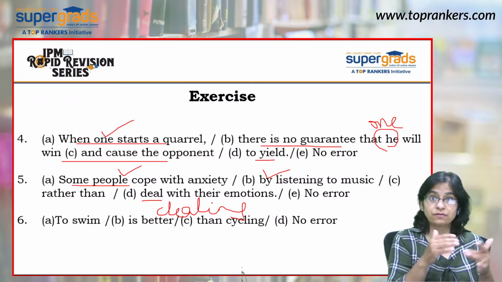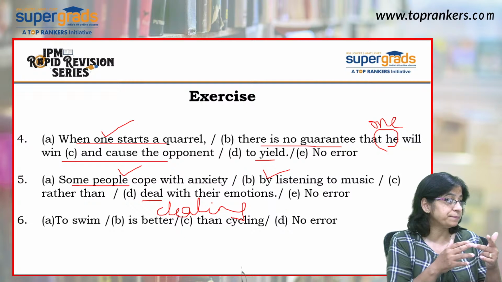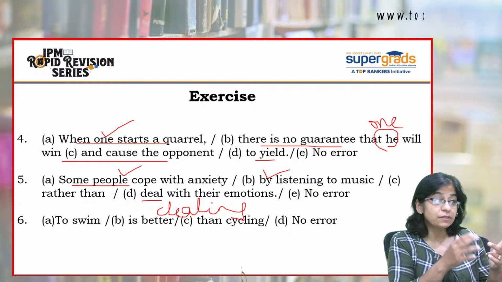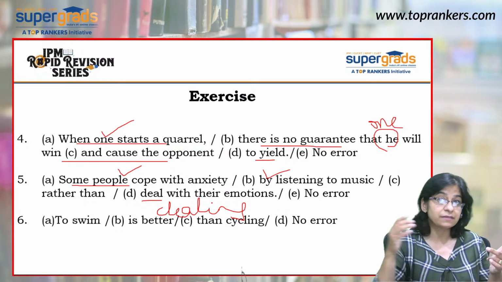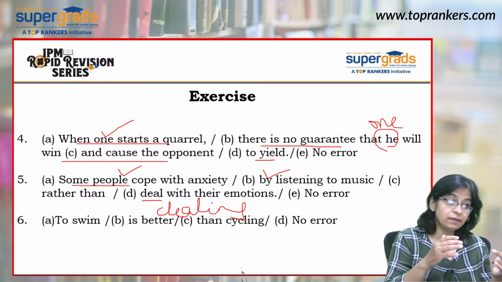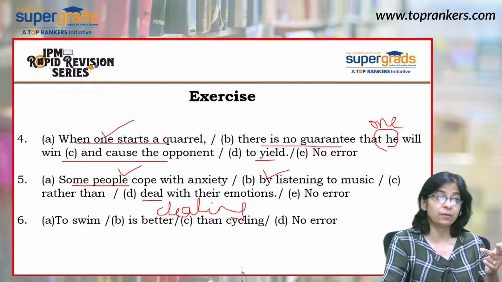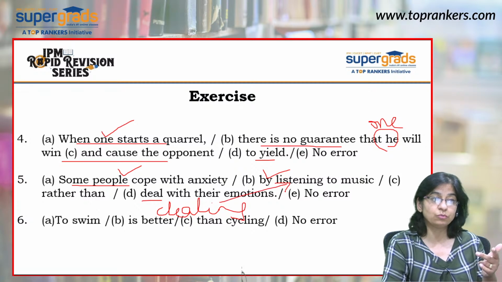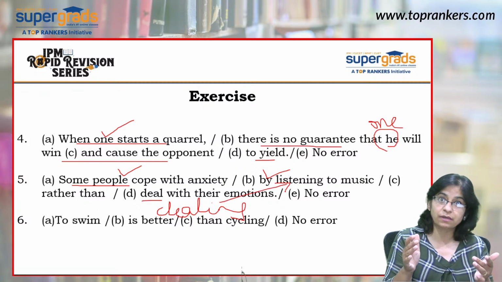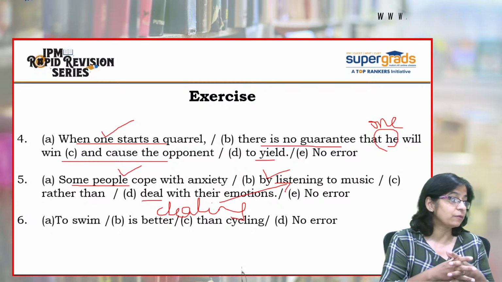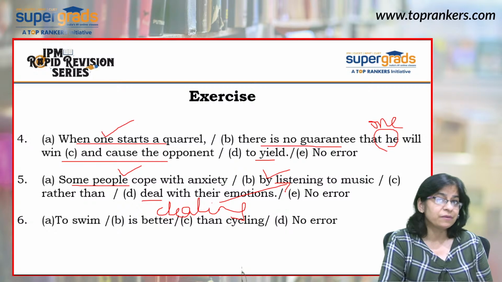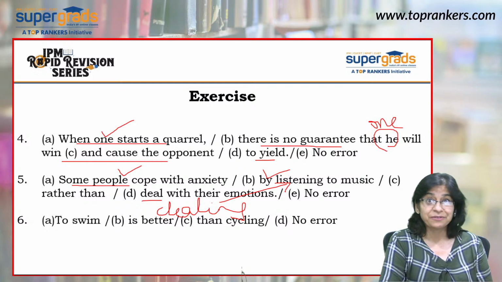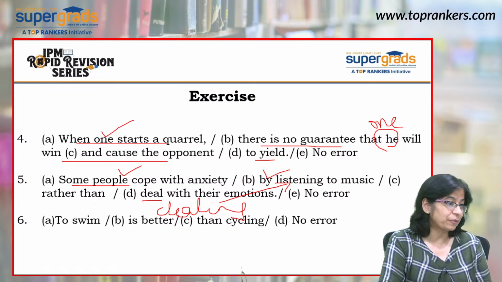Now, see, look at the structure again. So this one is some people cope with anxiety. How do they cope? By listening to music rather than dealing with their emotions, which is parallel to by listening to music. Understand? Now, there's another one. Yes, that's absolutely right, happiness dreamer. Good going. Yashas, I wish you answered as well. Well, there's another one. Let's see how we go about this one.